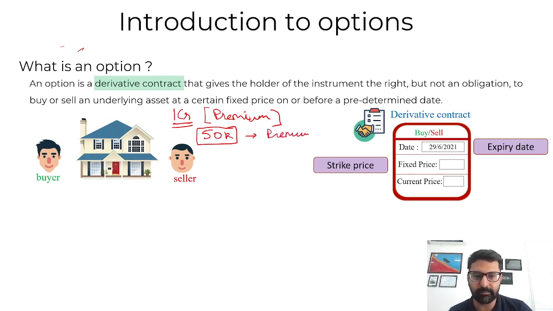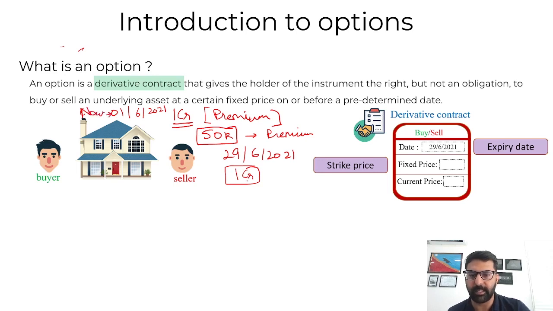And then let's say by this date, 29/6/2021, I'll sell it to you at 1 CR. So you have to decide by this date. Let's say the current date is 01/6/2021. So this is the current date. This is now basically when the deal is happening, and this is the expiry date. So the offer is valid only till this date.